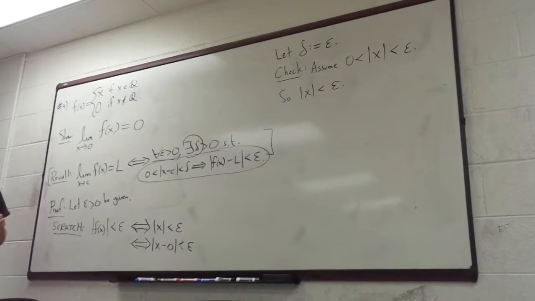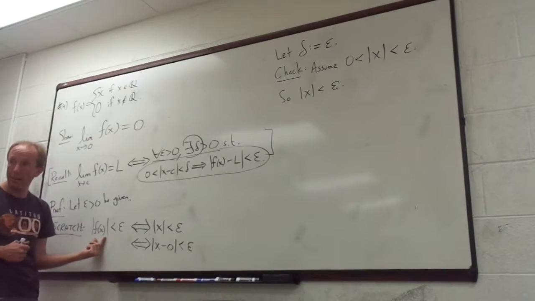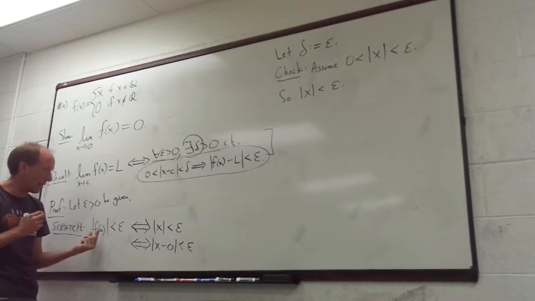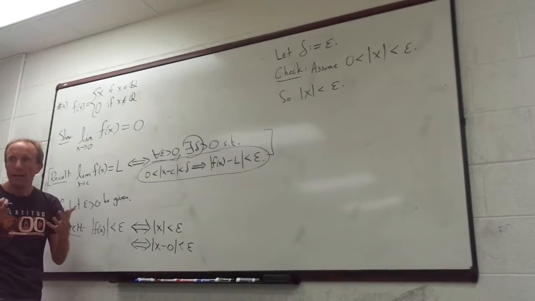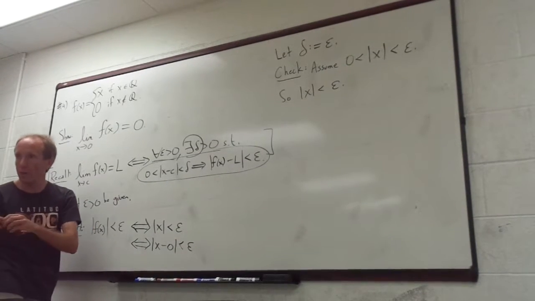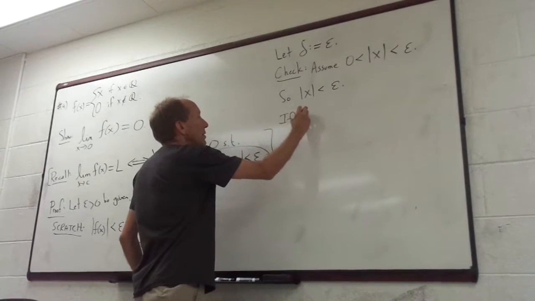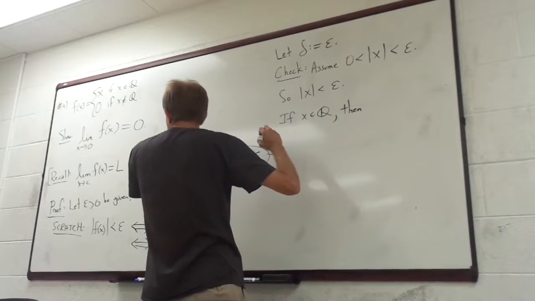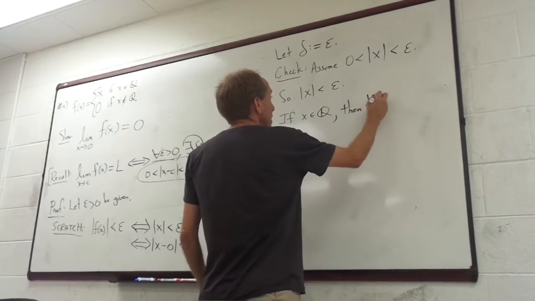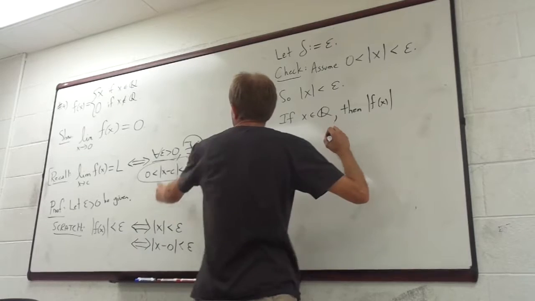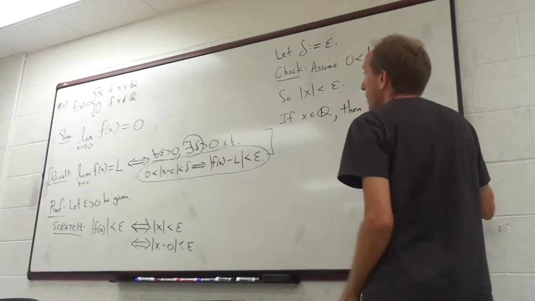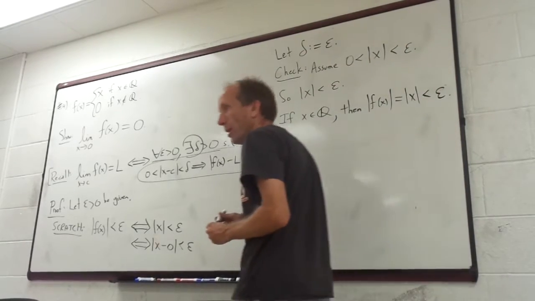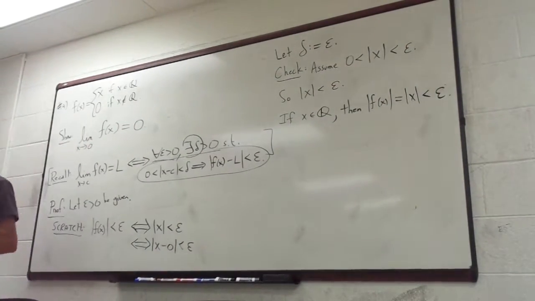Now, we want to get from here to here, right? We've already kind of got it right here, but I just want to emphasize that there are really two cases here: if x is rational and if x is irrational. If x is in Q, then, of course, I'm checking this condition, the absolute value of f of x is just equal to the absolute value of x, which we already have said is less than epsilon. So we get less than epsilon in that case.